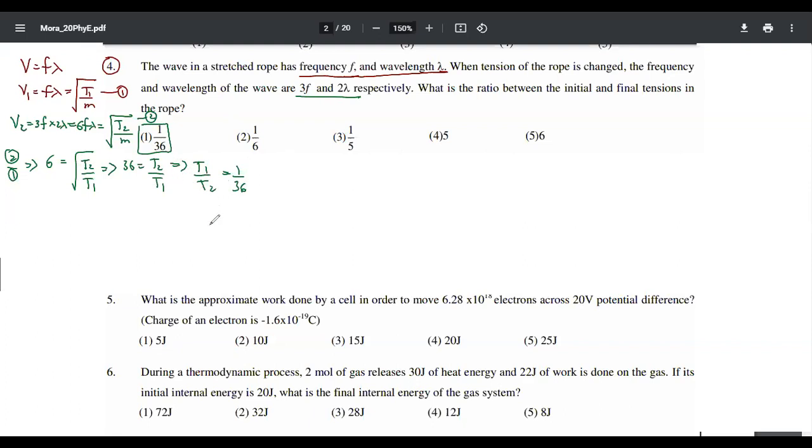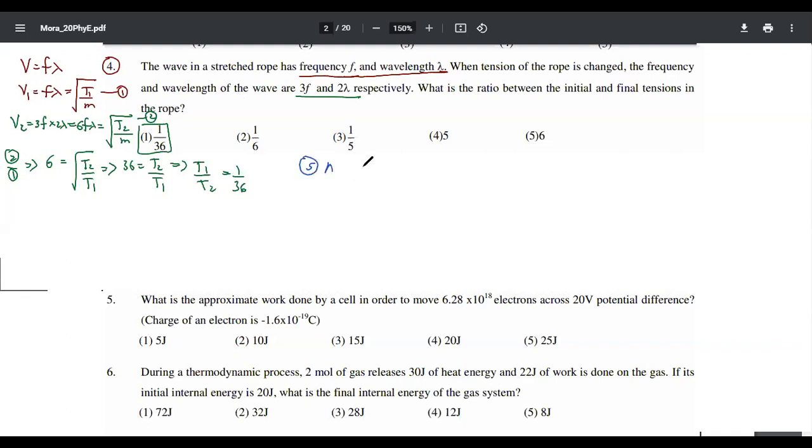Very easy. Fifth one. What is the approximate work done by a cell in order to move 6 into 10 to the power 28 into 10 to the power 18 electrons across 20 volt potential difference? What is the equation for work done, people? To go to question number 5.